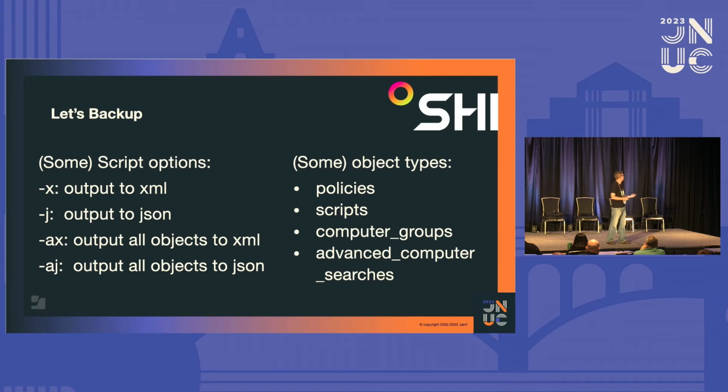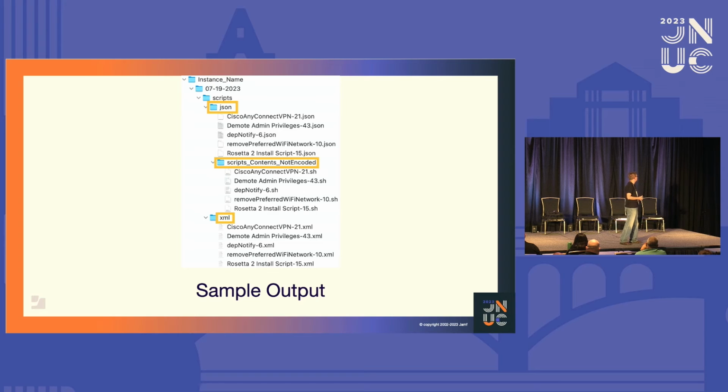We talked about policies, scripts, computer groups, advanced computer searches. Pay attention to how those are listed. We'll talk about that in a second. We talked about API endpoints. And there's a few others too. If you look at the script, it'll go through them. We're not going to cover all of them here. But if you go through there, there's about a dozen or so objects you can download and store and not worry about. So what does that look like once you download?